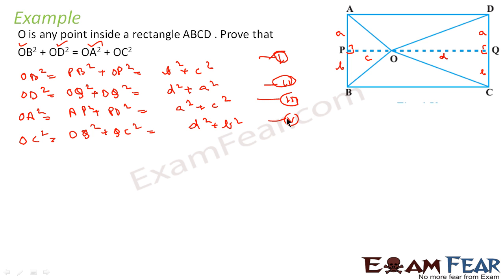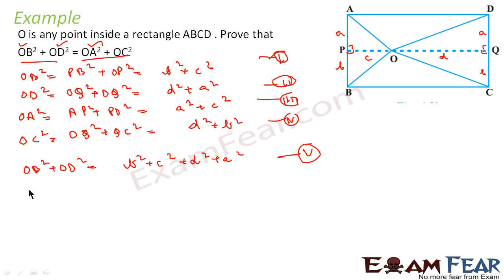So we have this equation 1, 2, 3, 4. Now we are told to prove left hand side is equal to right hand side. So let's try to find the value of LHS. LHS is OB square plus OD square. That comes out to be B square plus C square plus D square plus A square. That is my equation 5.